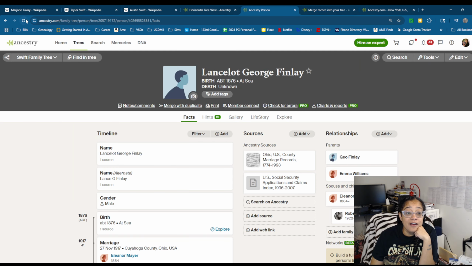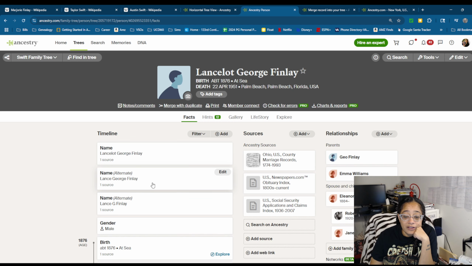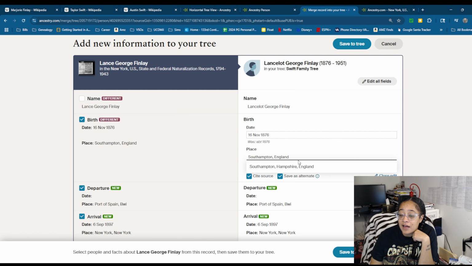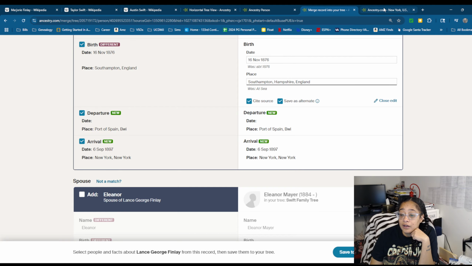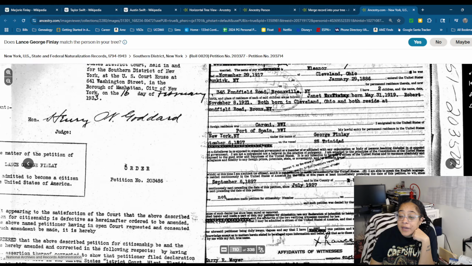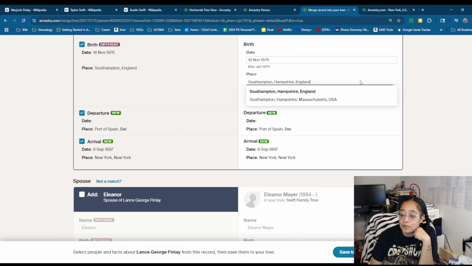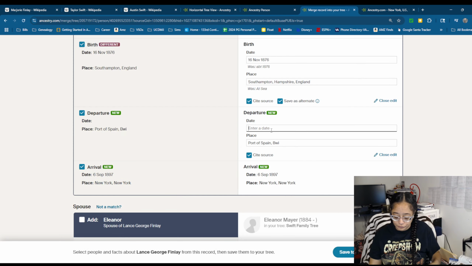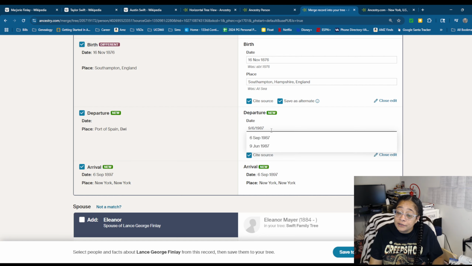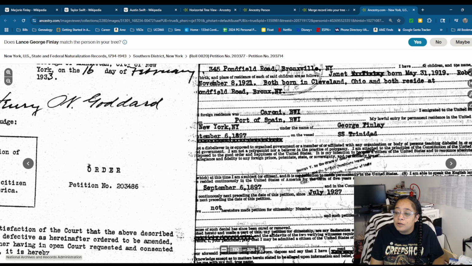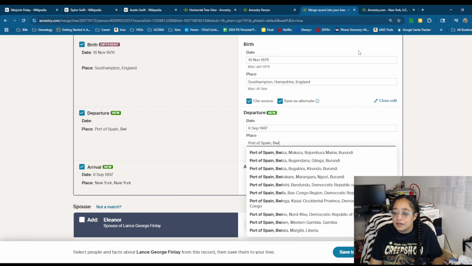We already have, if we refresh, a Lance George Finlay, and then we're going to add this Southampton in Hampshire, England. Okay, and then departure, so Port of Spain under the name George Finlay, that was September 6, 1897. So we're going to add that date in. 6, 1897. And I don't know, BWI. We're just going to leave it like that.